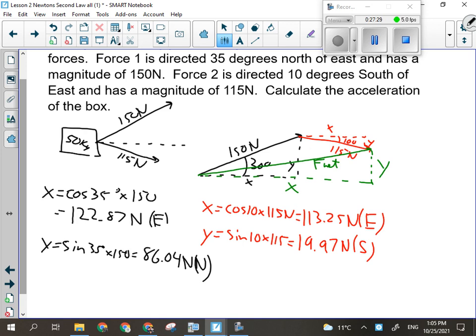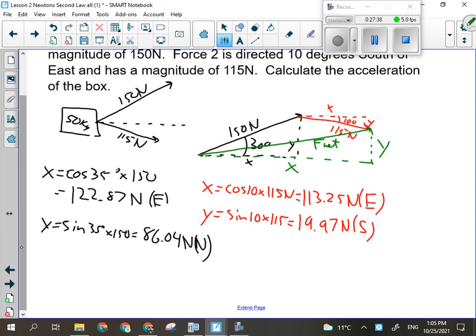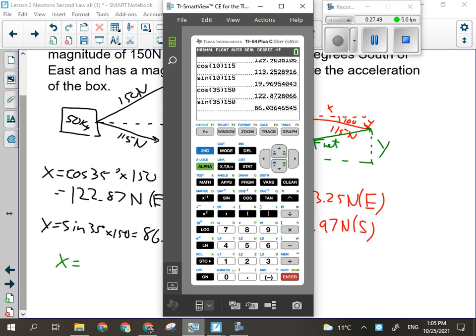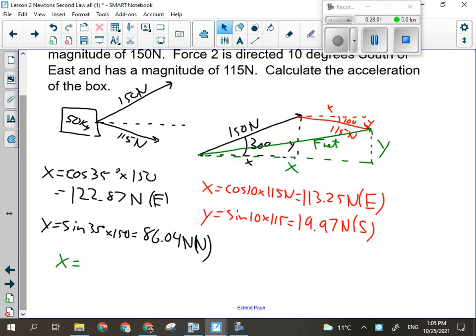Now what do we do? Now we find our resultants, x and y. So green x and green y. That's our next step. So green x, both of them are east, so that's easy. We just have to add them together. So that'll be 113.25 and 122. So our total green x is 236.13 newtons east.